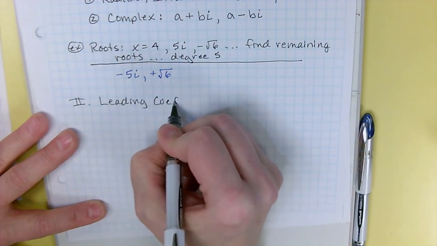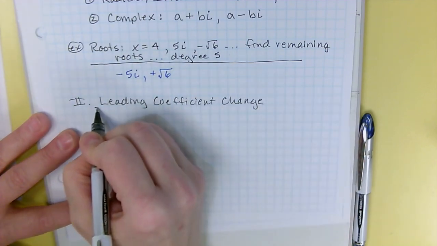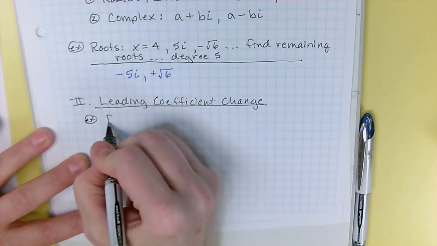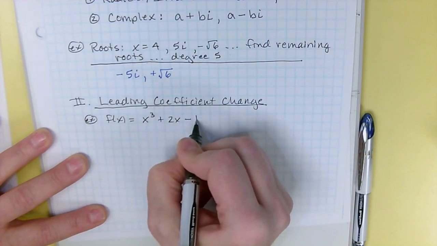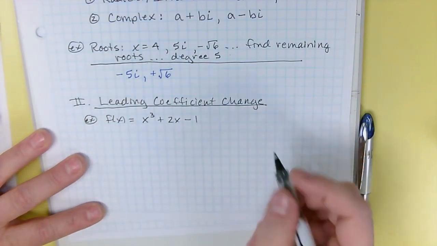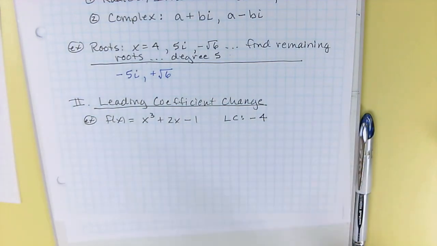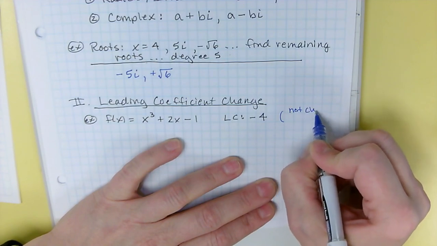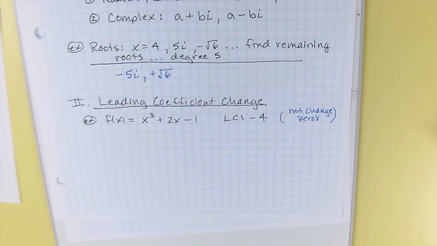Leading coefficient change. Okay, so f of x equals x cubed plus 2x minus 1, and they want you to change the leading coefficient to a negative 4. They're not going to change the zeros, just the leading coefficient and nothing else.